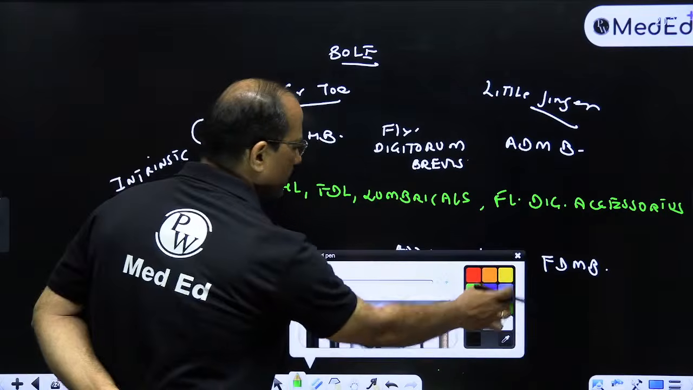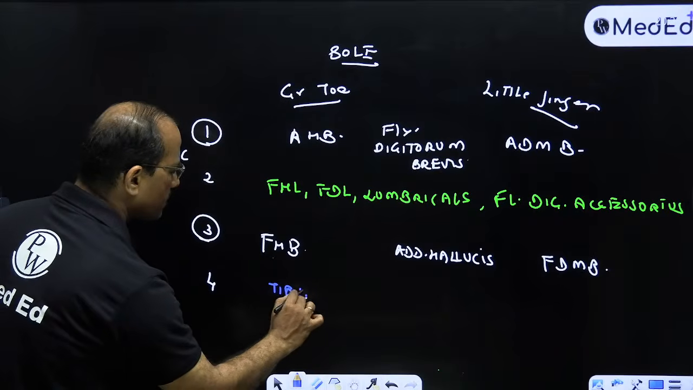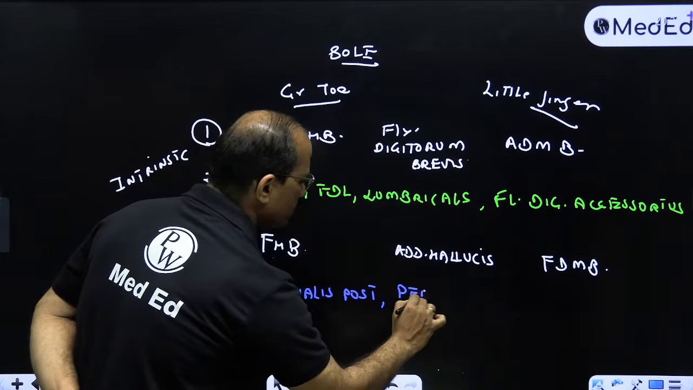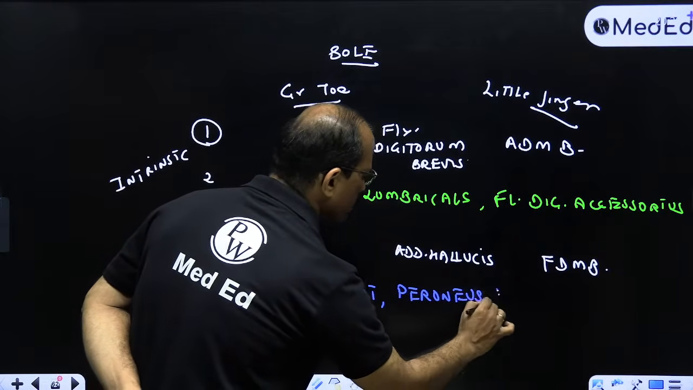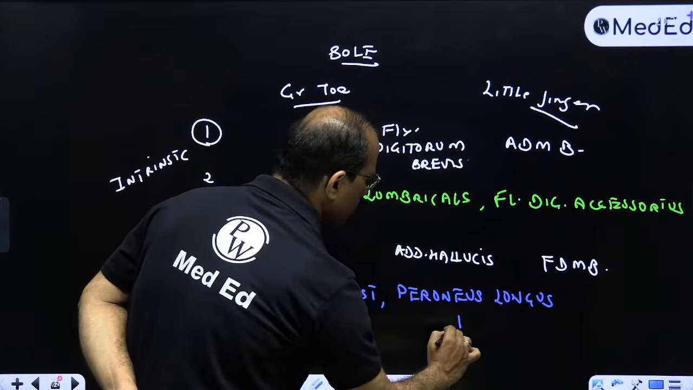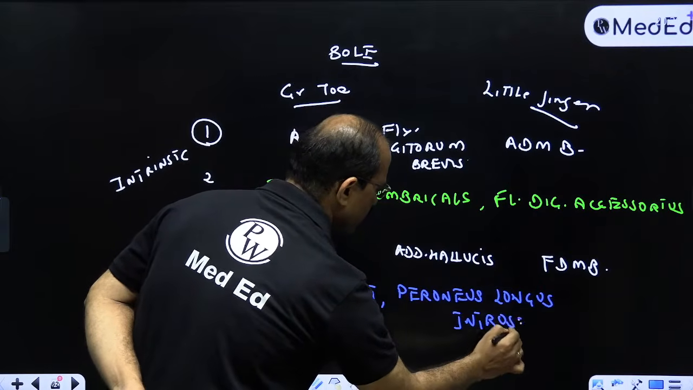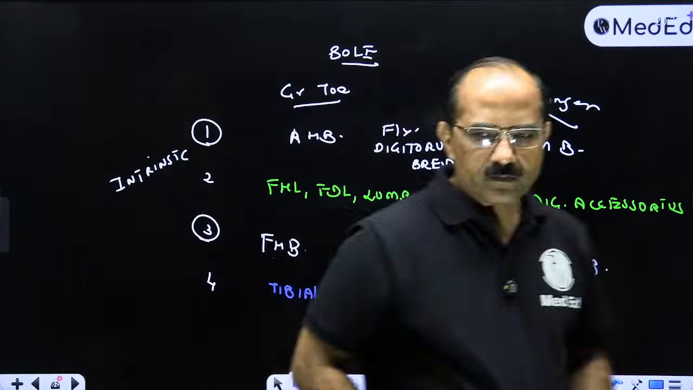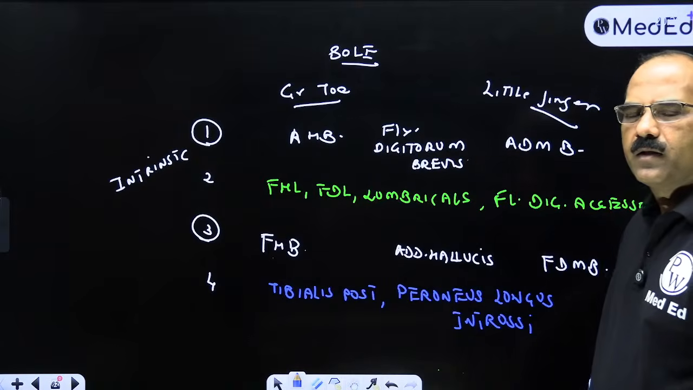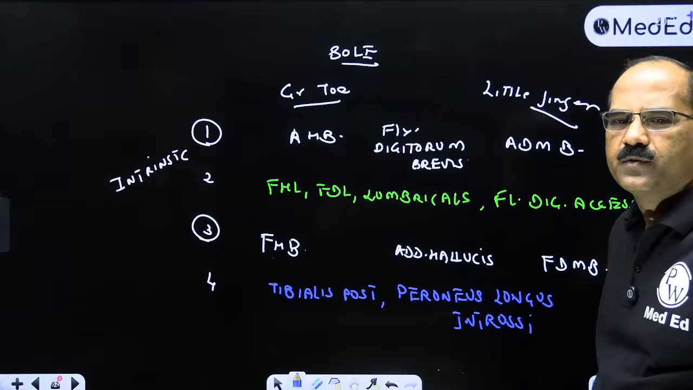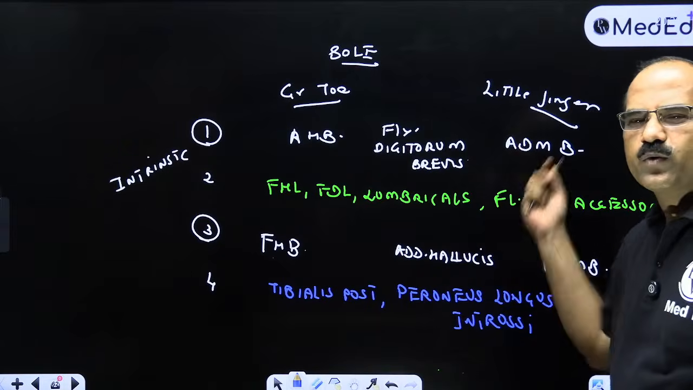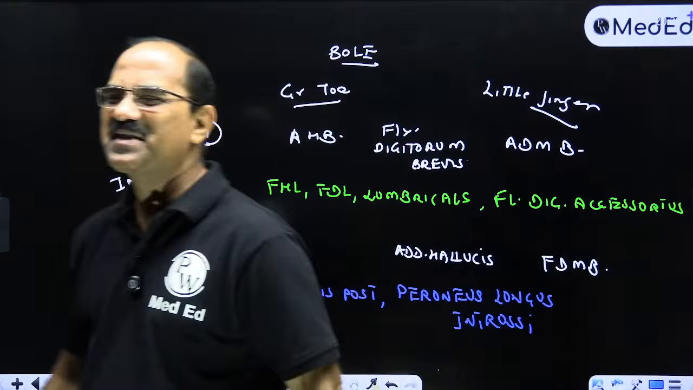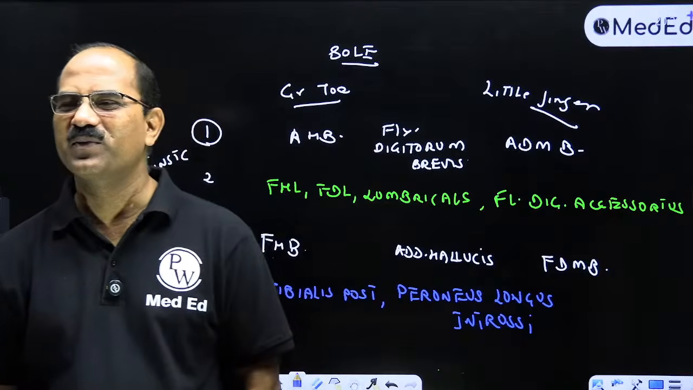And the last layer has tibialis posterior, peroneus longus, and intraossei. That's it. Just remember this table. Clear? This is the layers of the sole. You won't find anything easier than this. This is my patent, that's my way. So that's the layers of the sole.